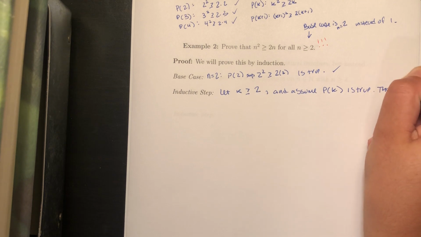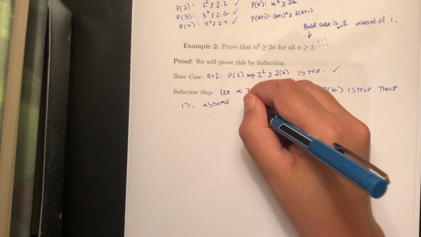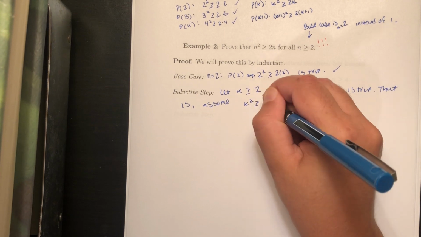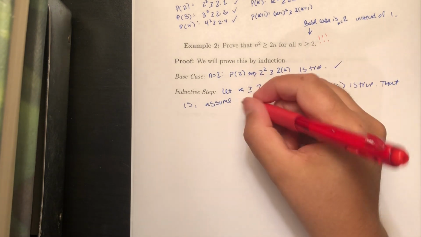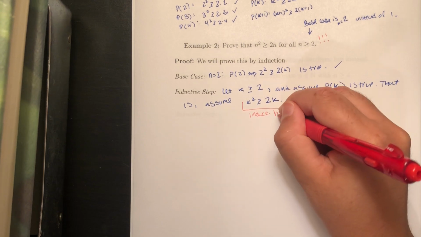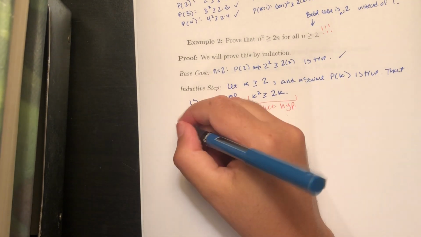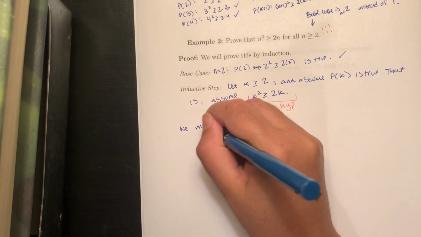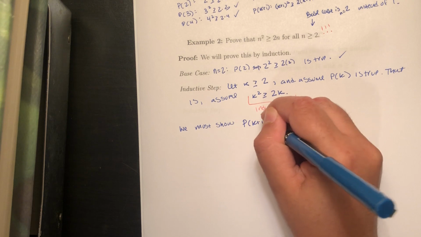That is, we're going to assume that k squared is greater than or equal to 2 times k. All right, this here is our inductive hypothesis. This is what we're going to need to use to show that p of k plus 1 is true. We must show p of k plus 1 is true.